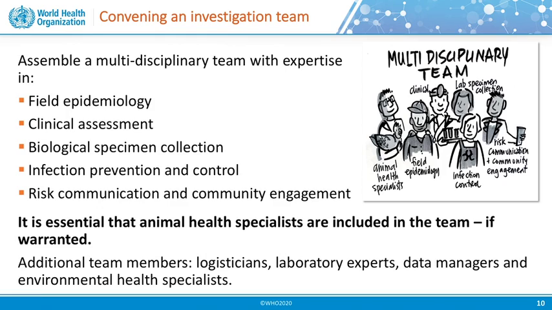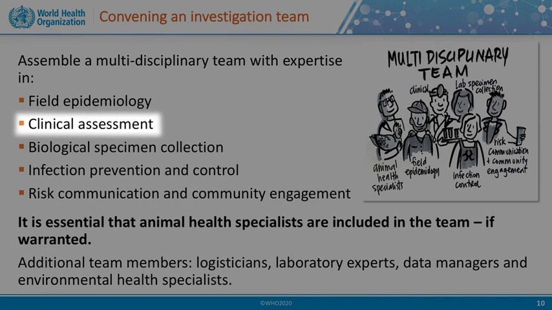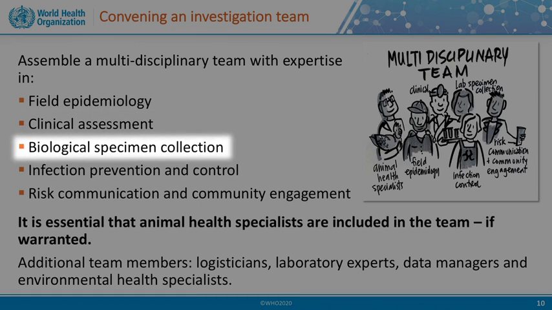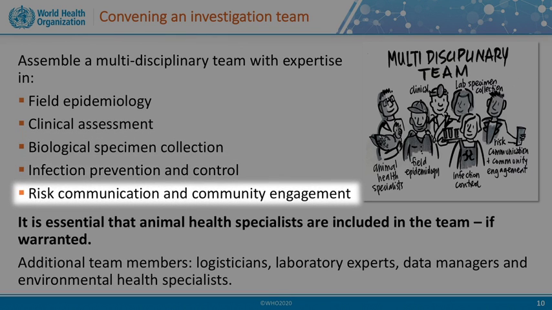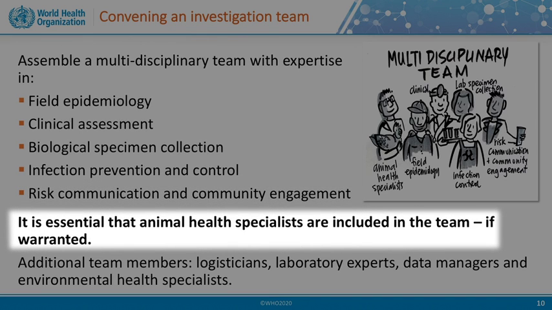These include epidemiologists, clinicians who could provide clinical assessment, laboratorians or virologists who could do biological sample collection and advise on the right types of specimens that can be collected, infection prevention and control specialists, and importantly, risk communication and community engagement specialists. If an outbreak occurs in an area where the exposure of interest happens to be an animal, it's essential that you have animal specialists included in the team.